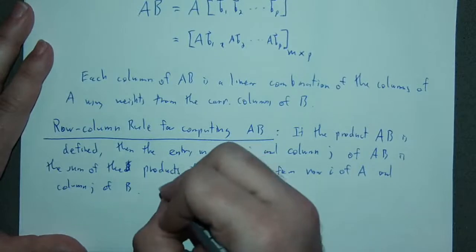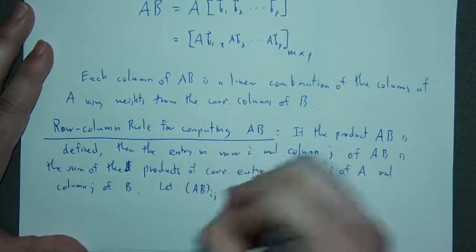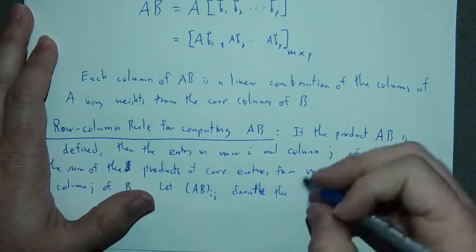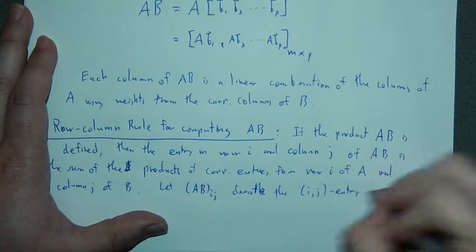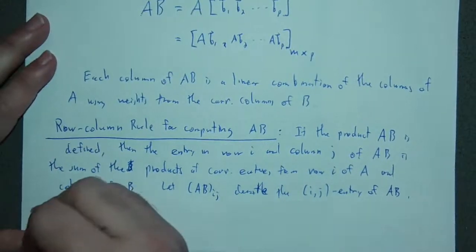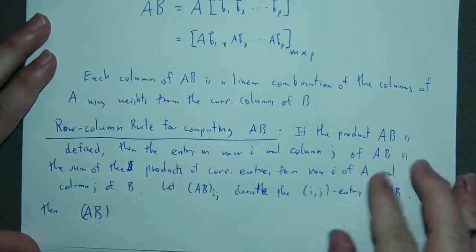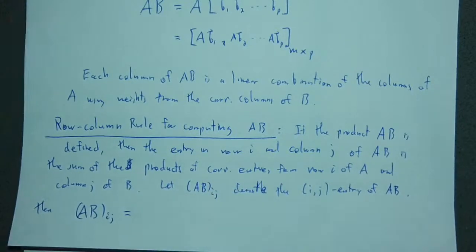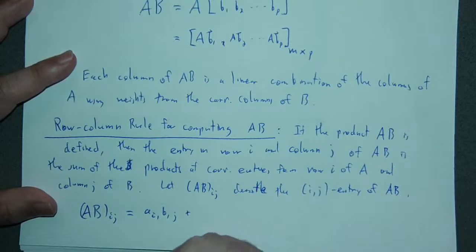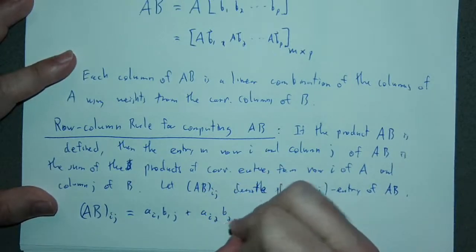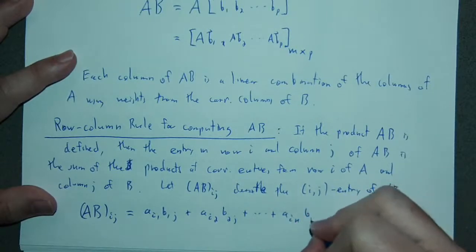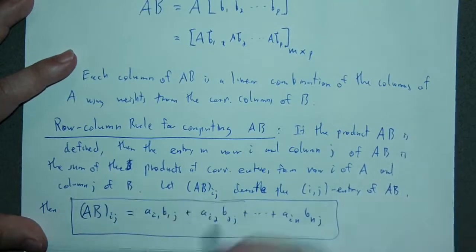Let (AB) sub ij denote the ij entry of AB. If A is an M by N matrix, then the ijth entry of AB is A sub i1 times B sub 1j, the ones have to match up here, plus A sub i2 times B sub 2j, plus, and so on, all the way out to A sub in times B sub nj. This is the important bit.